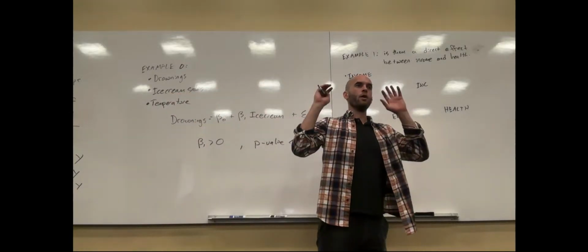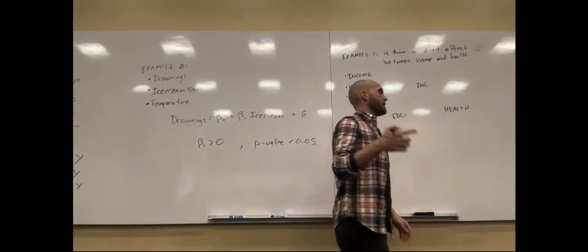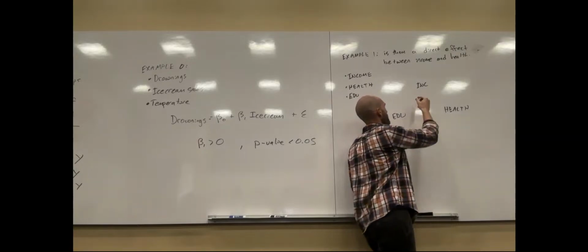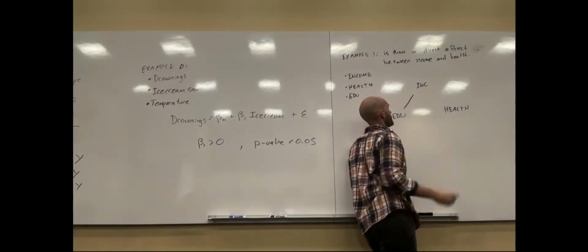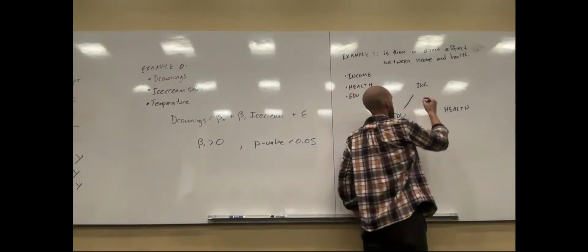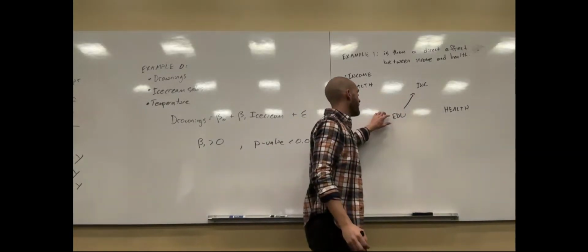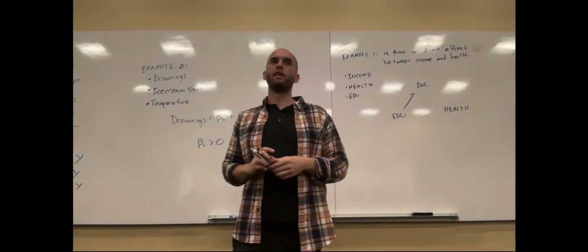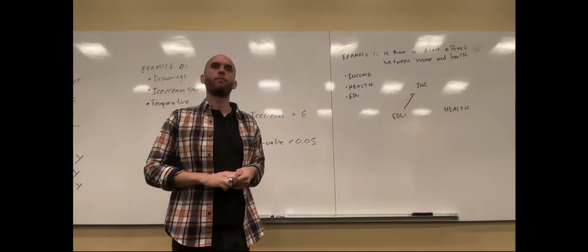So if you're more educated, you're more likely to make money. And what would we expect about the arrow here? So a direct causal relationship from education on income. Yeah, there is some evidence showing that this is true.